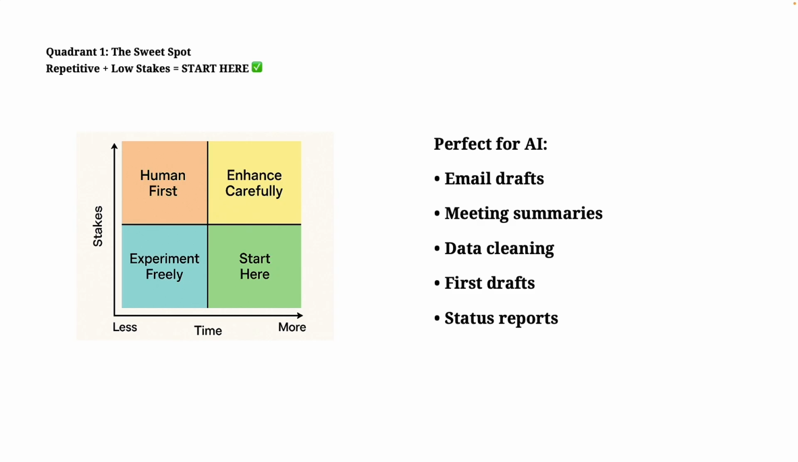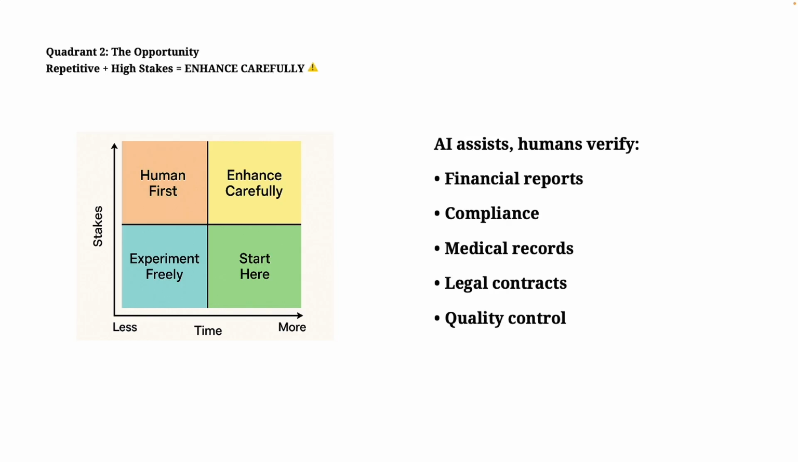Now, if we look at the start here quadrant, this would be things that take a lot of time but are low stakes. Email drafts, meeting minutes, maybe data cleaning, maybe first drafts of reports and so on. These are the sorts of things that can take a lot of time that could be enhanced or augmented by AI-based solutions.